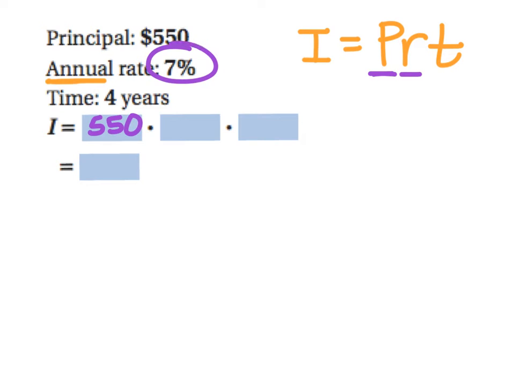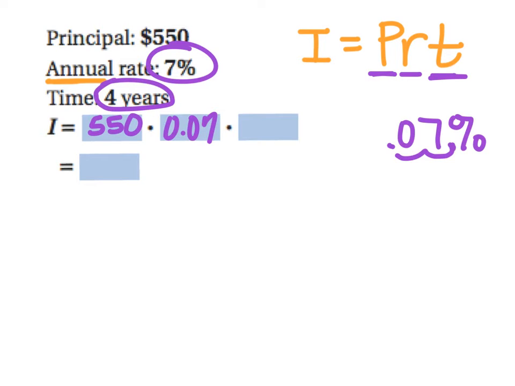So I'm going to do 550 times, the R stands for rate. I see it's 7%. Now, I can't put 7% there. I have to change that to a decimal. So when you change 7% to a decimal, remember you move it back twice. So it's 0.07. And then the T, the last blank, is for years, or the time, which is 4 years. It said I wanted it in years, and it is in years, so I'm going to put 4 there. Now all I have to do is multiply. I'm going to do 550 times 0.07 times 4, and I end up with 154.